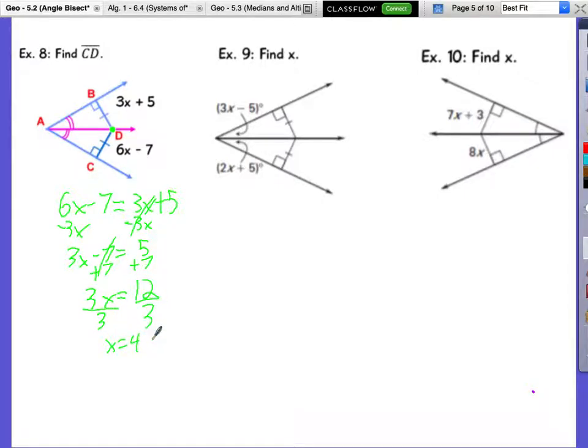Are we done? Oh, I heard someone say it. No. We gotta plug it in. Where do we gotta plug it in? 3x plus 5. 17. I heard either one. Why could we do either? Because they're congruent. It's the same measure. Do we have a preference between these two? 3x plus 5. Okay. Why 3x plus 5?